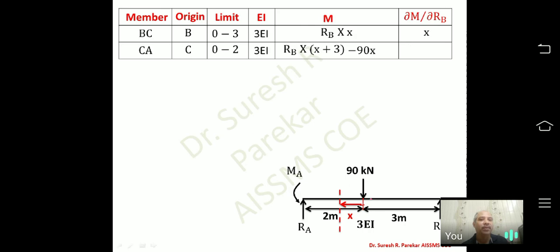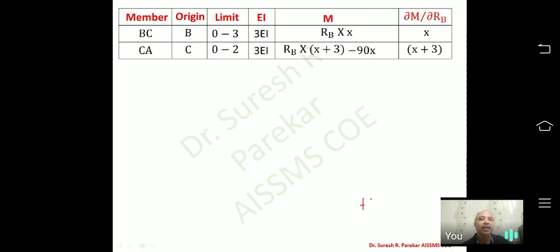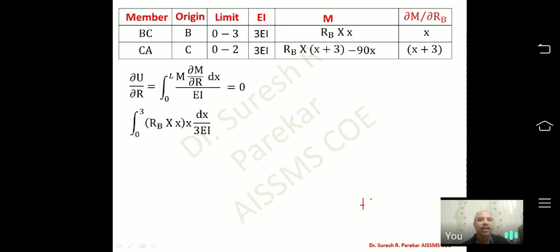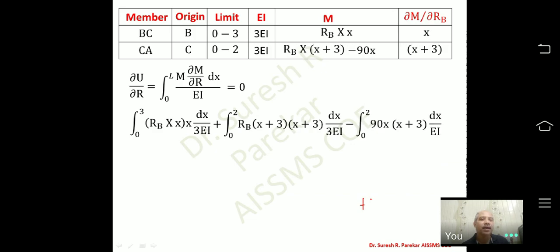And if we will take derivative of this with respect to RB, then you are going to get this value, that is X plus 3. So now knowing the values in the table, the remaining things are simple, which is integration, and that will be done by calculators only. So we have ∂U/∂RB equal to 0, and then we will substitute these values. So first we have taken RB X into X, that is first row, and then we have second row, first term, RB X plus 3 into X plus 3 dx upon EI, minus second term 90x, and that is X plus 3 dx upon EI.